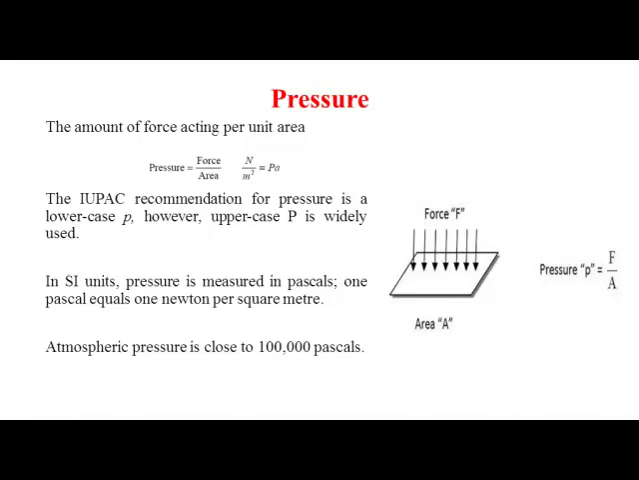The IUPAC recommendation of pressure is lowercase p. However, uppercase P, that is capital P, is widely used. In SI units, pressure is measured in pascals and 1 pascal is equal to 1 Newton per square meter. Atmospheric pressure is close to 100,000 pascals.